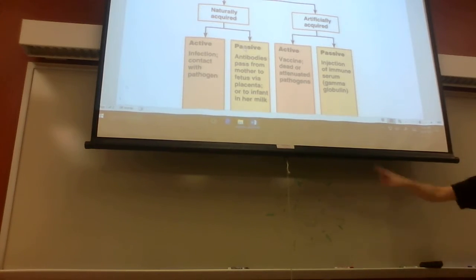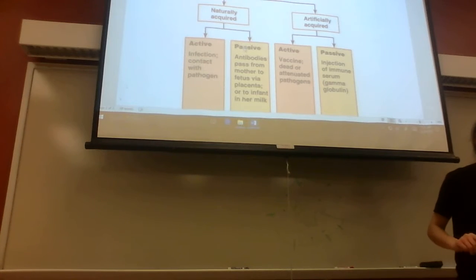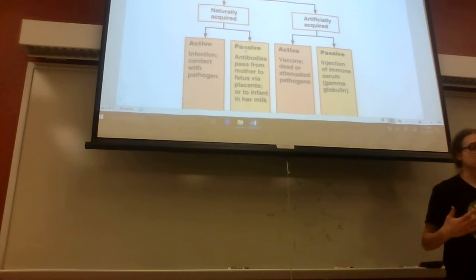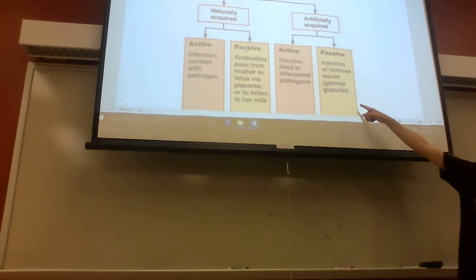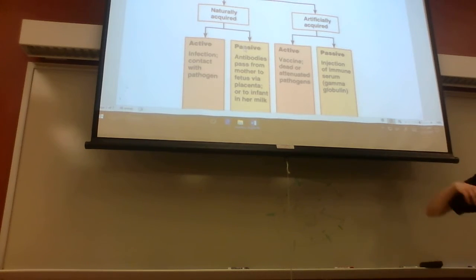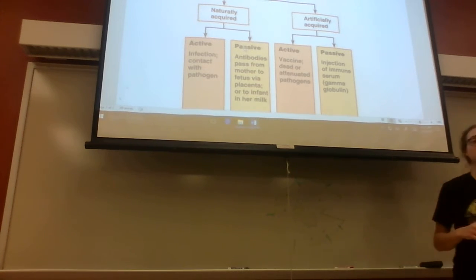Some people cannot tolerate the vaccine. Their immune system is so weak that it's just better to give them some antibodies. You give it to them, but they don't actually produce anything. That's passive. You get an injection of immune serum, gamma globulin.